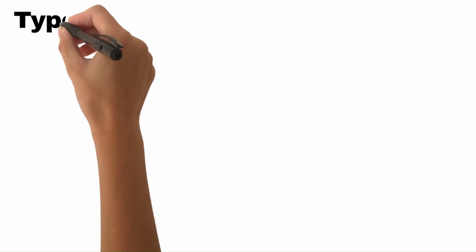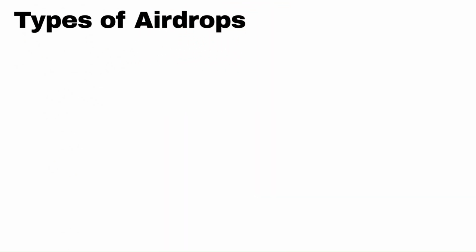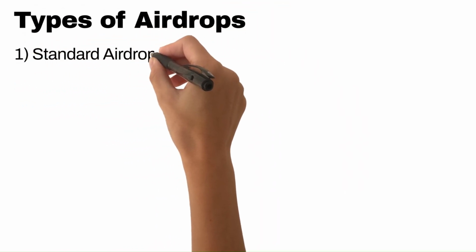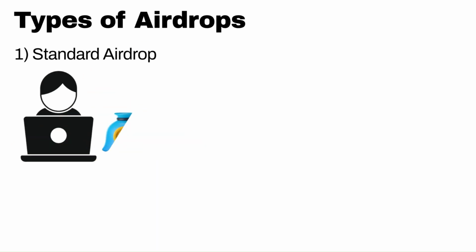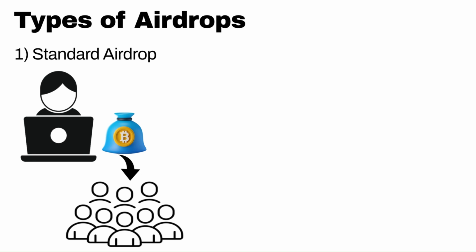Let's dive into the main types of airdrops. 1. Standard airdrop. This is a type of airdrop where the developers of a crypto project decide to give free tokens or coins to users or adopters. Most of the time, you don't need to carry out any specific task, but in most cases, you just need to have an account in their platform.